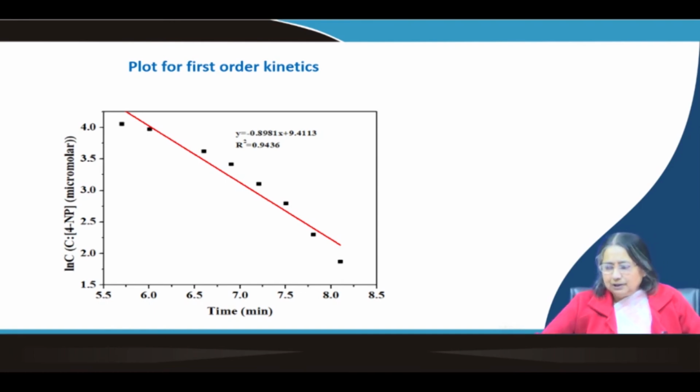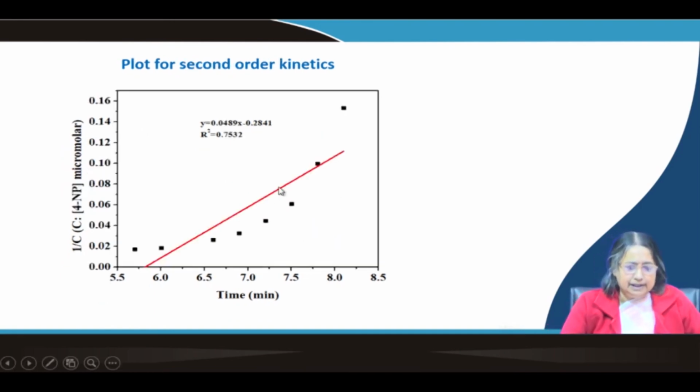Now, let us plot second order, okay, linear plot. So, in the second order plot we know 1 by C you have to plot against time. So, we have plotted it. Now, you see here this is also not linear. Okay. So, second order is also not followed.